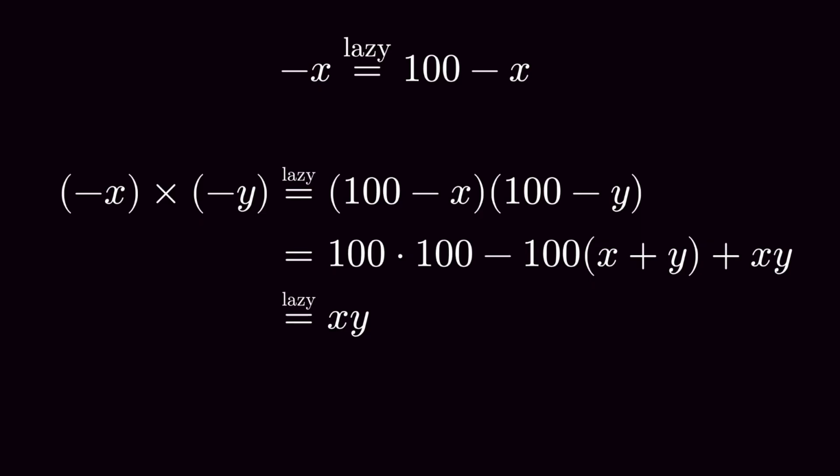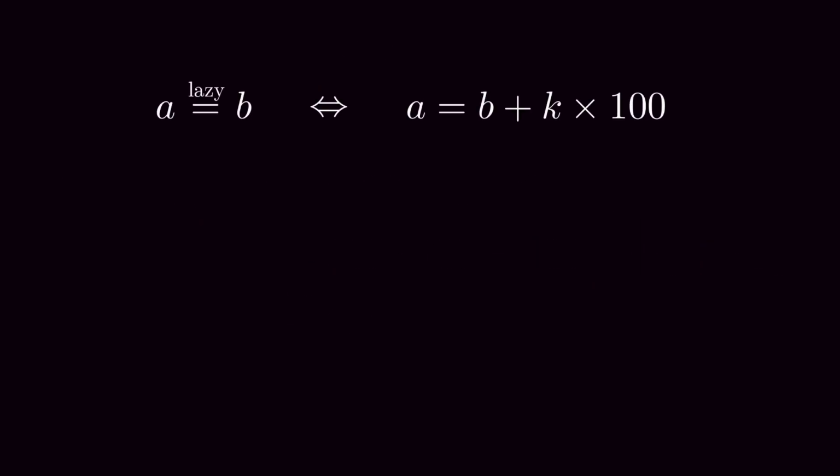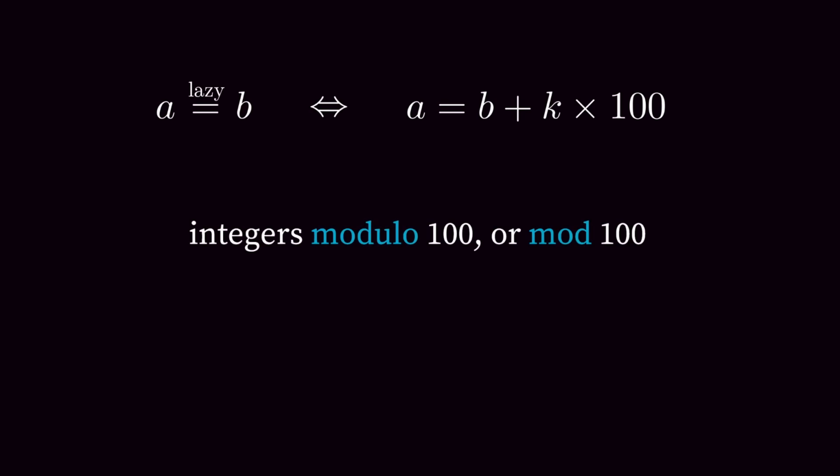Our definition of negative numbers just recovered an arithmetic law. We earlier said if two numbers differ by a multiple of 100, the calculator will think that they're the same. We have just extended this rule to negative numbers as well, and we showed that this works with addition and multiplication. Mathematically, this structure is called integers modulo 100, or mod 100. And when you do this, addition and multiplication are preserved for positive and negative numbers.